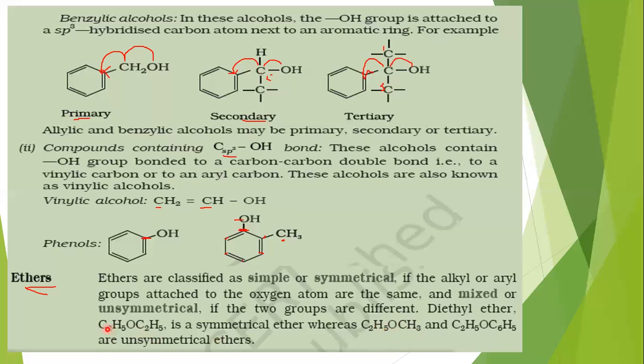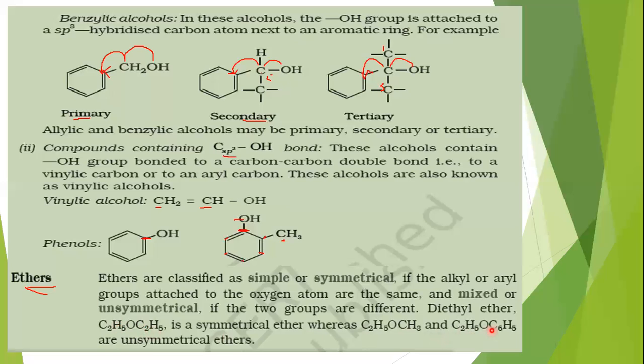And what is here? This is an ethyl group and this is also an ethyl group. Both are the same, so it is simple or symmetrical. There is symmetry across this oxygen. One is an ethyl group, another is also an ethyl group. The same groups are here, so this is a simple ether or symmetrical ether.